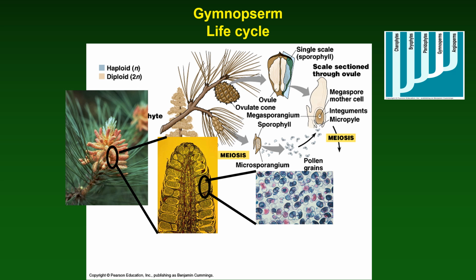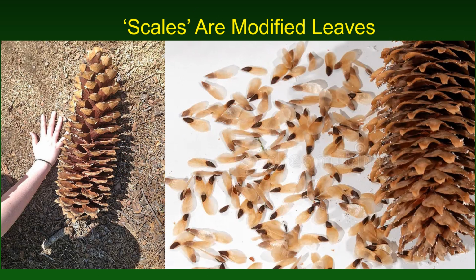There's two of them for each one of the scales in a cone. There's a little opening that allows the pollen grain to come into contact with the female gametophyte, which is found in these ovules. And once that happens, the sperm from the pollen grains will find their way to an egg cell inside the ovule.